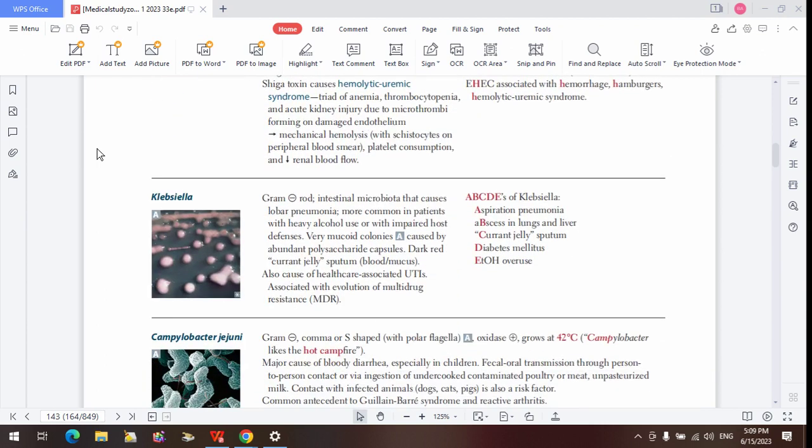Klebsiella. So we've said it before that Klebsiella is very common in individuals that are immunosuppressed, particularly people that are taking alcohol or people that just have impaired host defenses, like diabetic people.